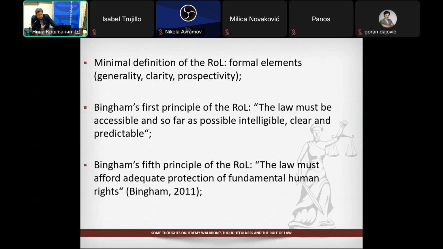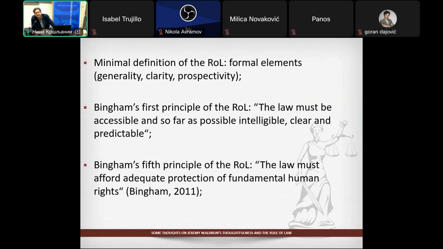So, what is common, one might say, when we talk about rule of law definitions, is that formal part. So we can talk about a sort of consent regarding the formal elements of the rule of law, such as generality, clarity, prospectivity, and so on.